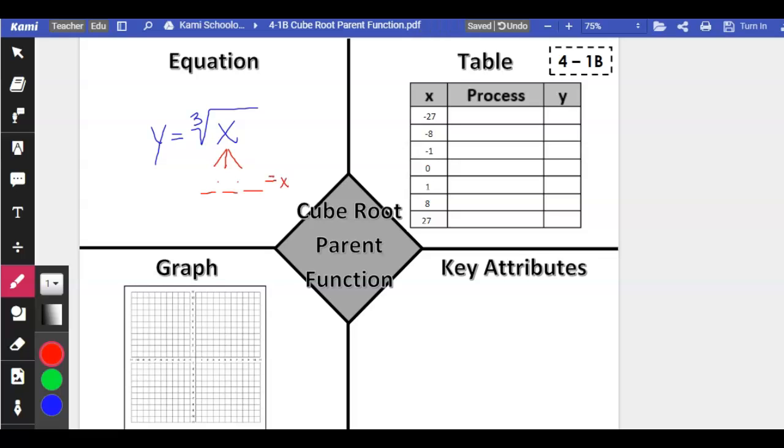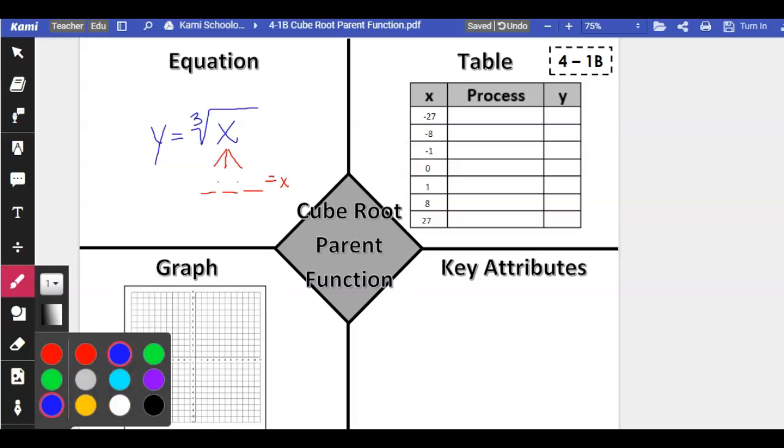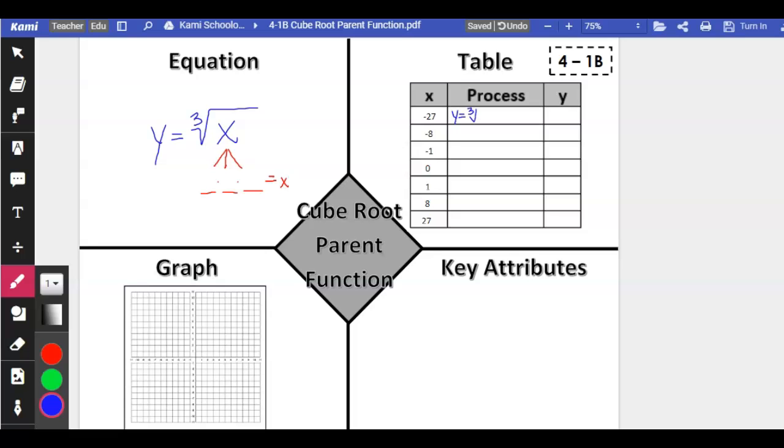So I've given you a list of x values. I'm going to ask you to calculate the y values using the process. I'm going to do the first 2 for you. So remember that if you're given x, y is equal to the cube root of x. So here it's equal to the cube root of negative 27. So what times itself 3 times equals negative 27? Well, it's going to have to be a negative number. And 3 times 3 times 3 is 27. So this is negative 3.